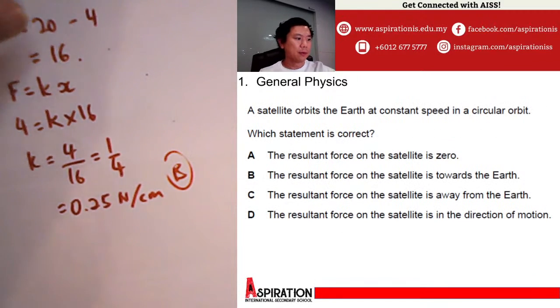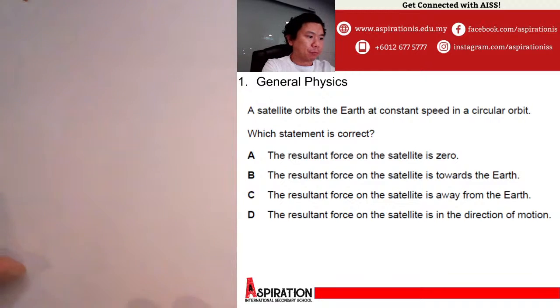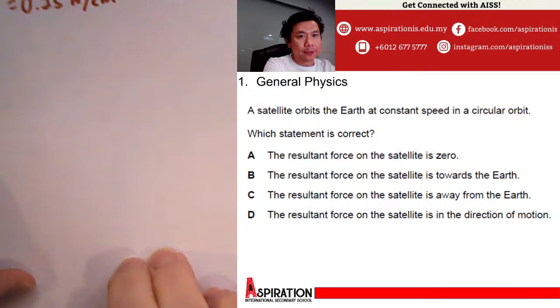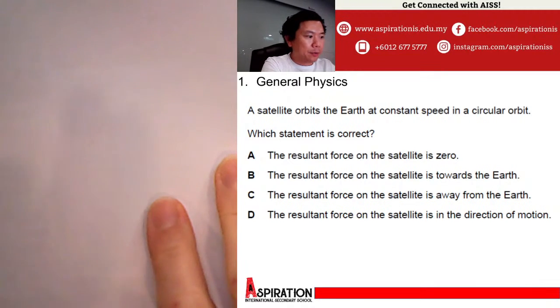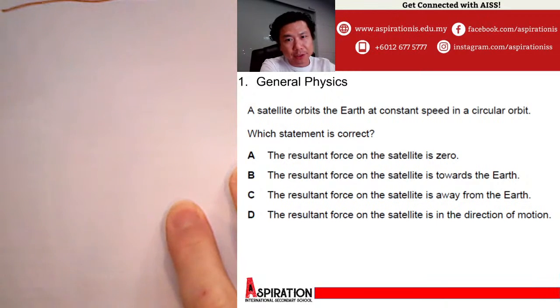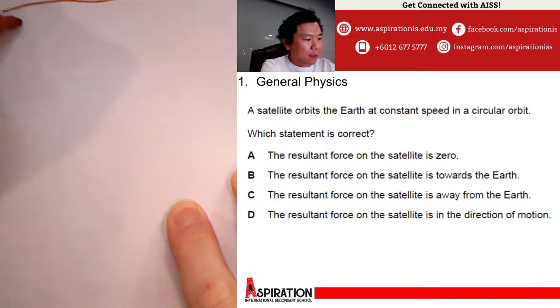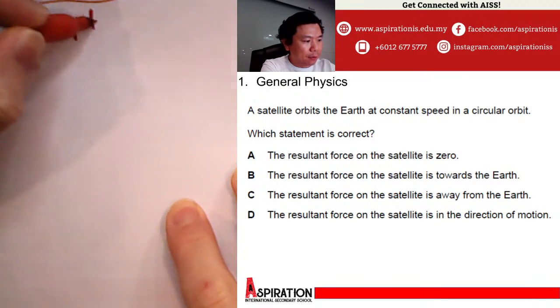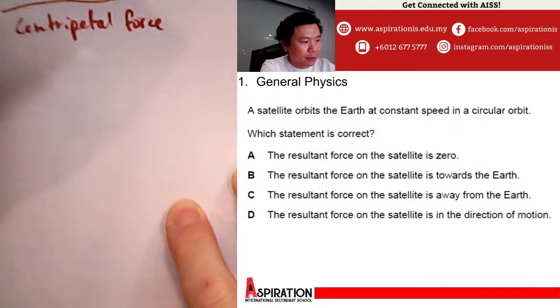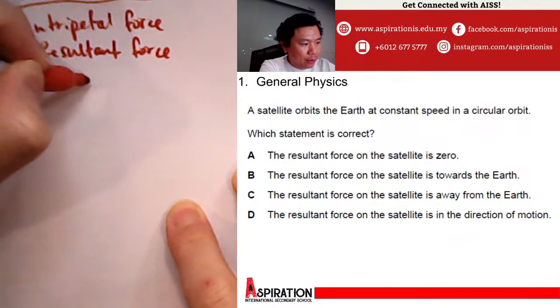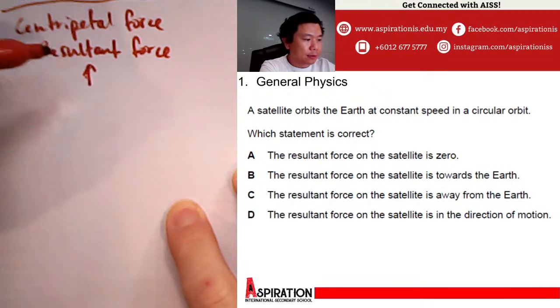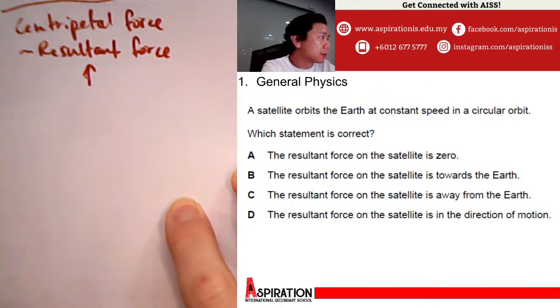Now I want to do a bit on centripetal force. I need you all to understand one thing. Let's do a short revision on centripetal force. I know many of you would like that, right? Let me know in the chat. So I need you to know that centripetal force is a form of resultant force. And I'm sure you all know that resultant force is brought about by acceleration.